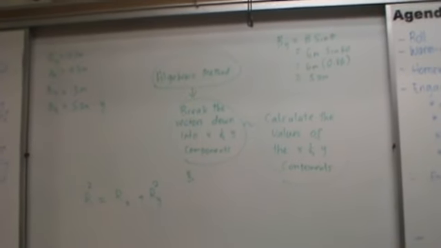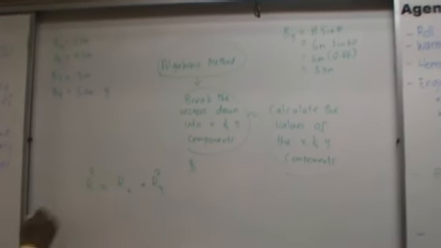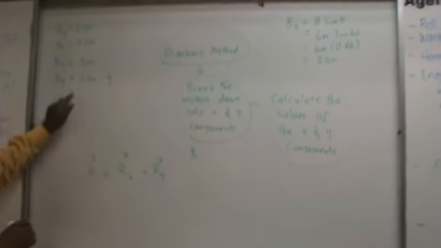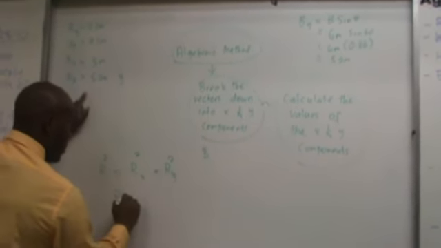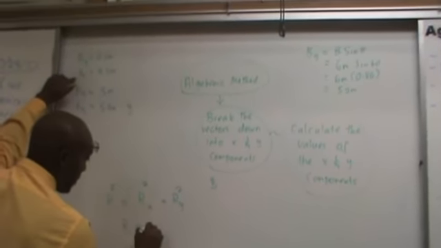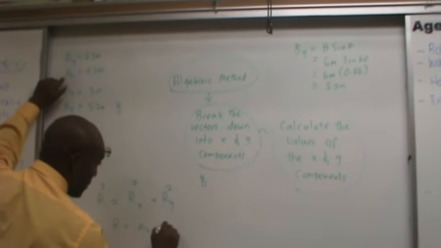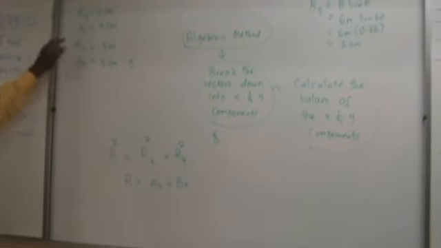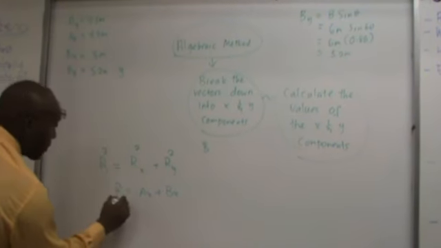Okay? Now what is RX and what is RY? RX is what? AX plus BX. It's all of the X components of the vectors.